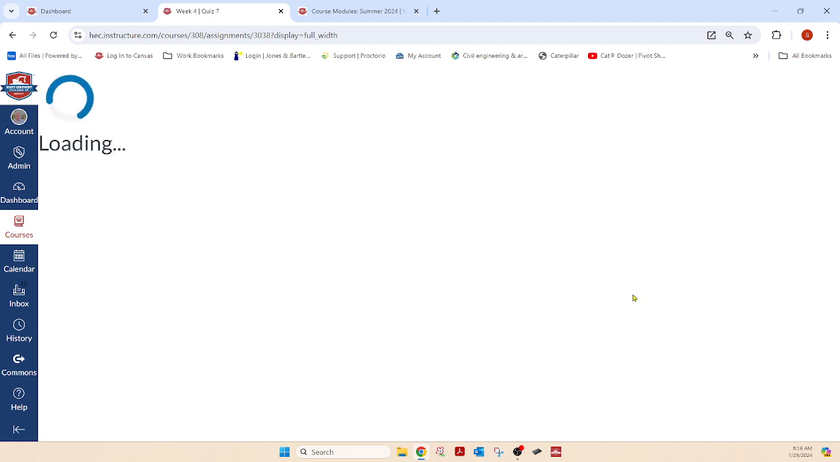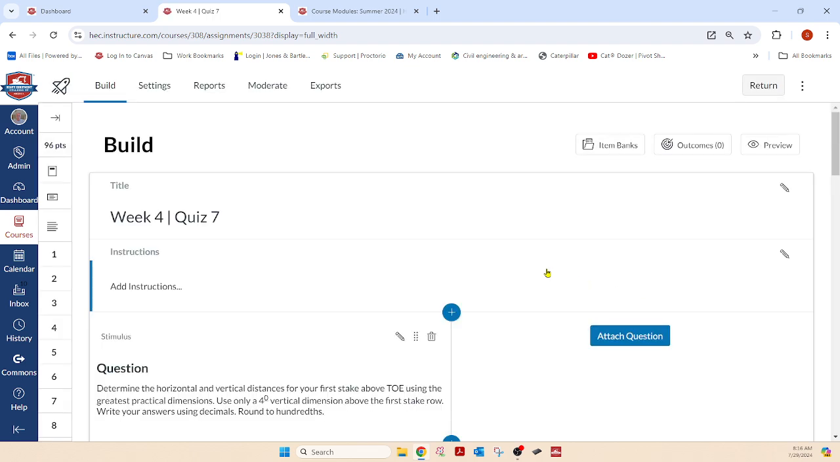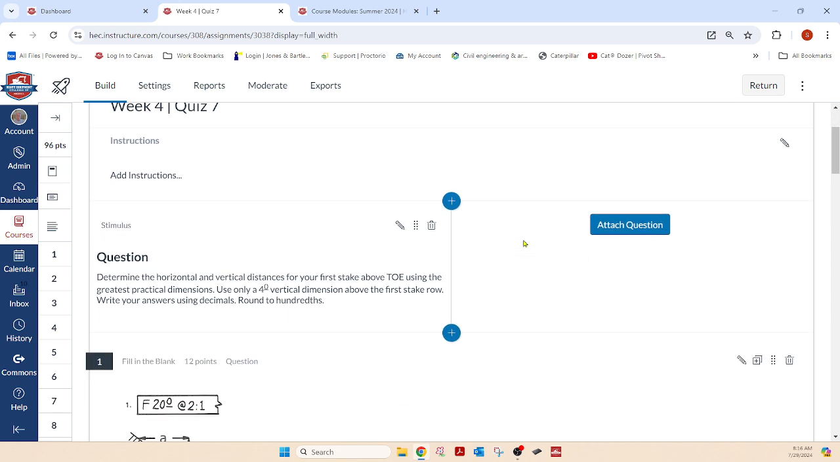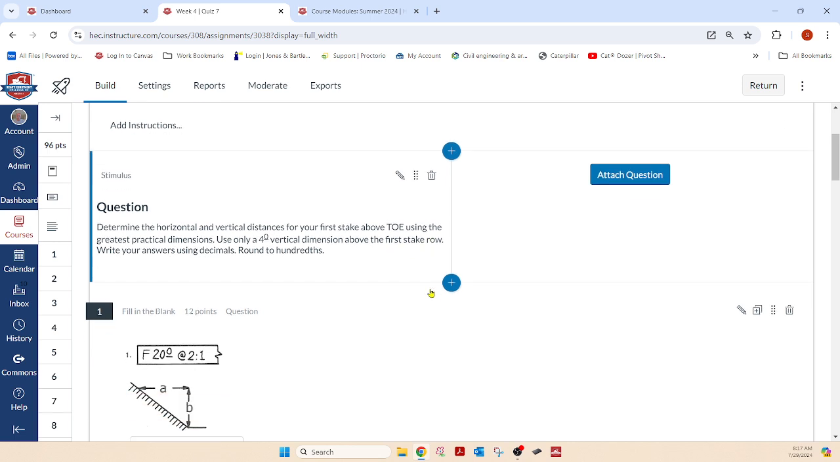Now, in this video, let's see. Here we go. We're going to have to do this. Look at this direction. Determine the horizontal and vertical distances. That's what I've just got through showing all of you. For your first stake above toe. In other words, you want to use the multiple of 4 thing, right? Using the greatest practical dimensions. Use only 4 foot vertical above the first stake row. So the first stake's going to be what it is.